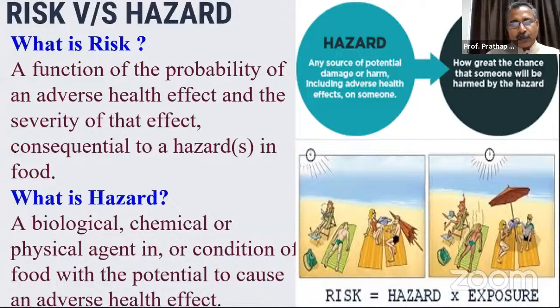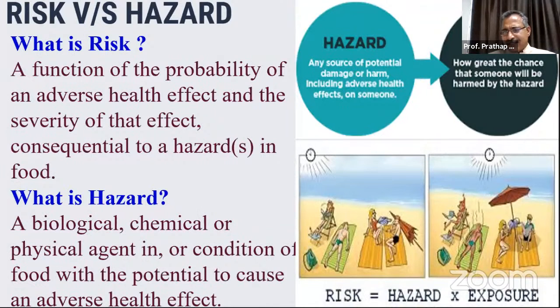Risk means probability of an effect. Hazard is the actual perceived risk in the form of a biological, chemical, or physical agent, or a combination or a condition of a food with the potential to cause an adverse health effect. Therefore, risk and hazard are related, but risk, when it is perceived as a factor, becomes a hazard.